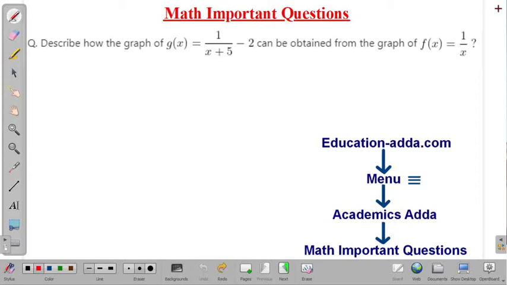In this lecture, we will discuss one important problem of mathematics from the topic functions.